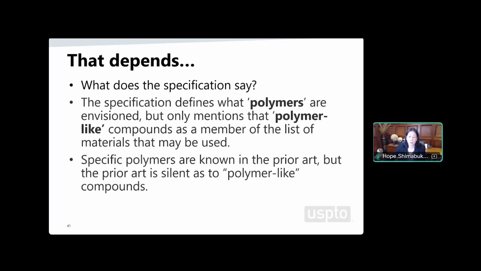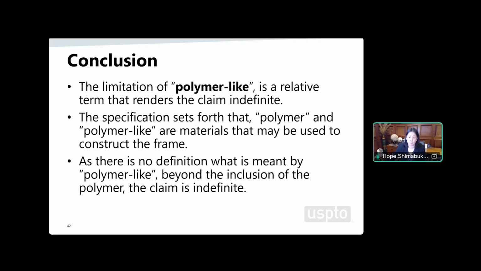So remember, the USPTO applies the broadest reasonable interpretation to all terms. The term that is not definite here is "like," which broadens the scope of polymer, but the specification doesn't seem to define how much broader polymer can get. So as I just mentioned, by not having a definition of polymer-like, the claim would be rendered indefinite. In this case, it's best practice to just list out the polymers and polymer-like materials that are envisioned and listed in the specification. We recommend doing that rather than going with an indefinite and relative term by saying polymer-like.